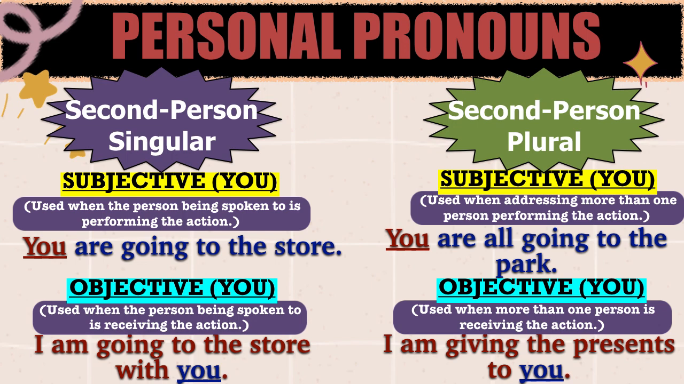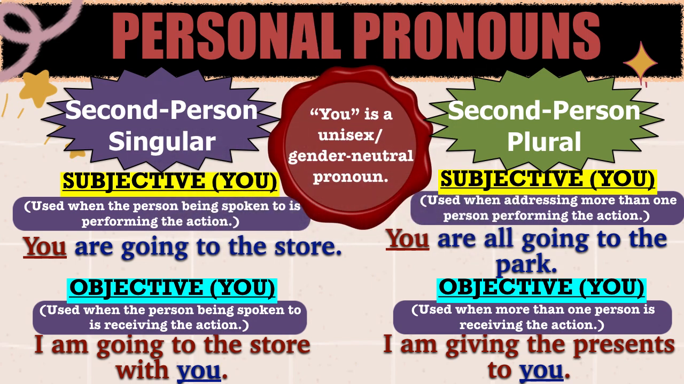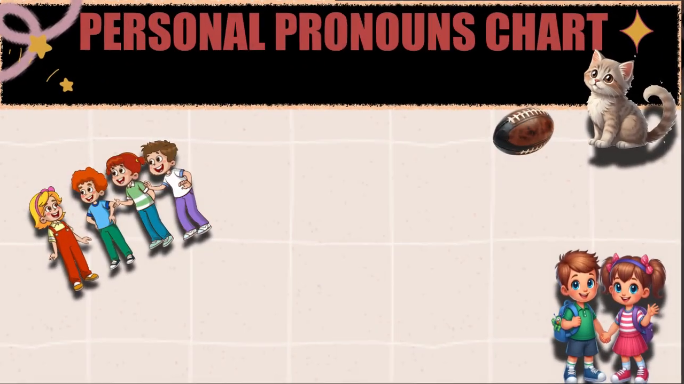Since you stays the same in both singular and plural as well as in subjective and objective forms, its role in the sentence helps determine its function. Note, the pronoun you is unisex and gender neutral, meaning it can be used to refer to anyone regardless of gender. Understanding third person pronouns.